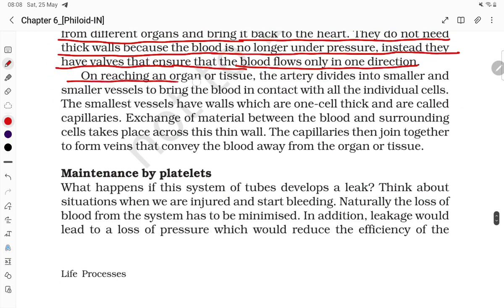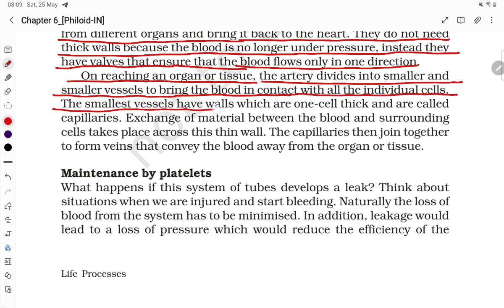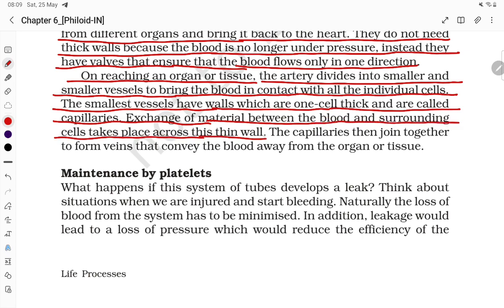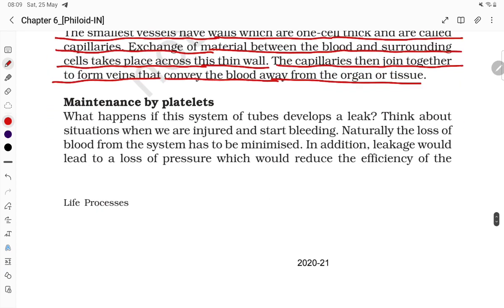On reaching an organ or tissue, the arteries divide into smaller and smaller vessels to bring blood in contact with all the individual cells. The smallest vessels have walls which are one cell thick and are called capillaries. Exchange of material between the blood and surrounding cells takes place across this thin wall. The capillaries then join together to form veins that convey the blood away from the organ or tissue.